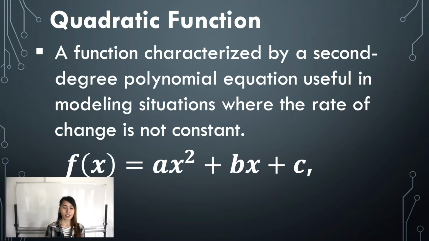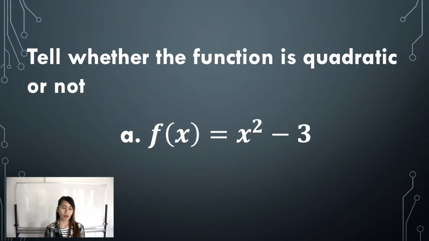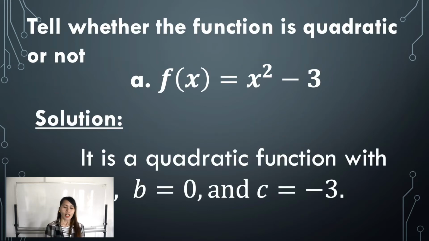So let's have some examples. Tell whether the function is quadratic or not. Example letter A, f of x is equal to x squared minus 3. For the solution, this function is a second-degree polynomial equation. It means it is a quadratic function with a is equal to 1, b is equal to 0, and c is equal to negative 3.